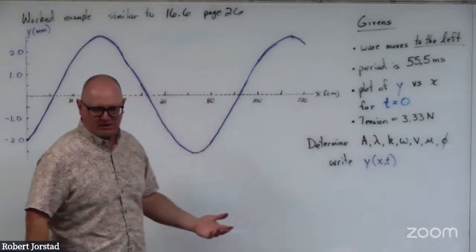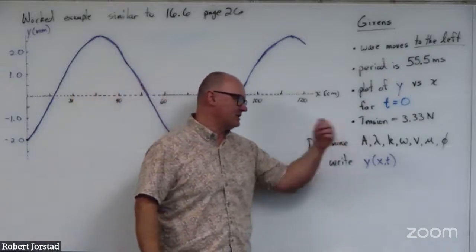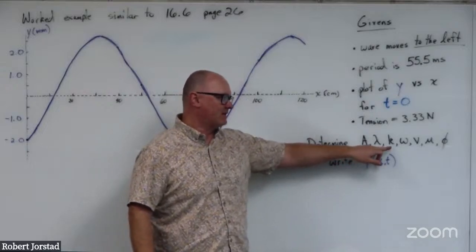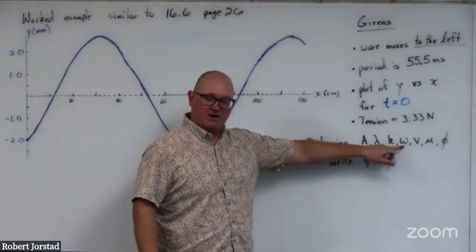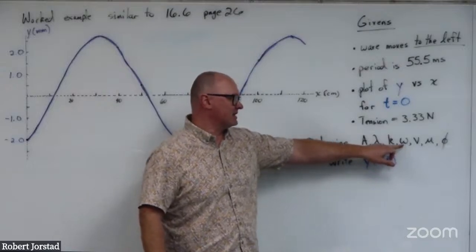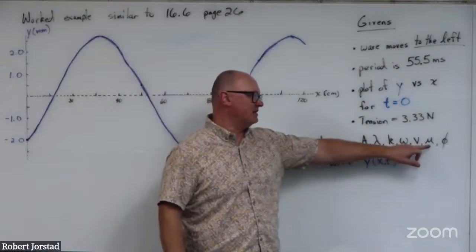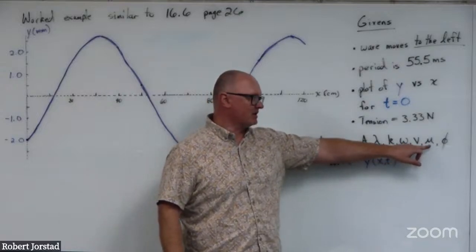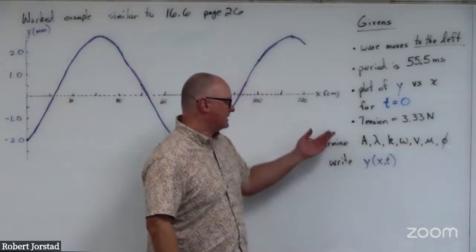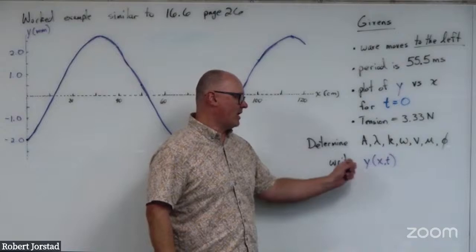If you don't know what those are, maybe watch the previous video again so you know what these are, but maybe I'll just say it real quick. Amplitude, wavelength, wave number. This is omega, not W. So that's angular frequency. V is wave speed. Mu, mass per unit length of the string. Phi is the phase angle. And lastly, after we get all this, we're going to try and write y of x and t.